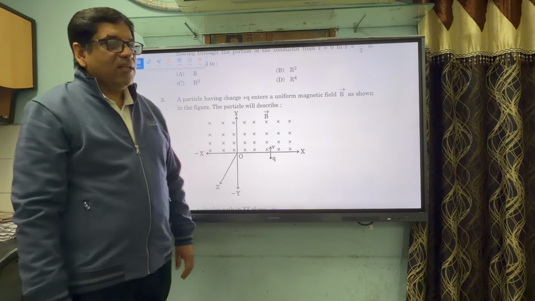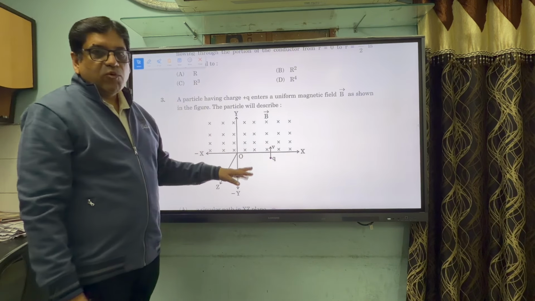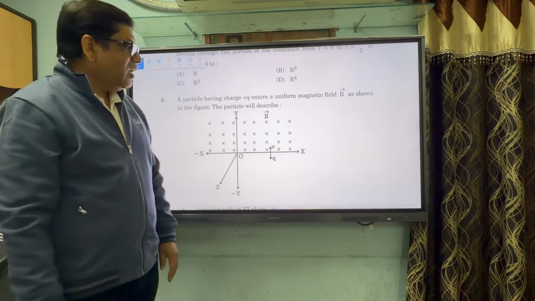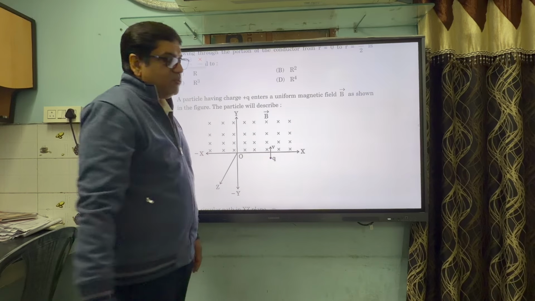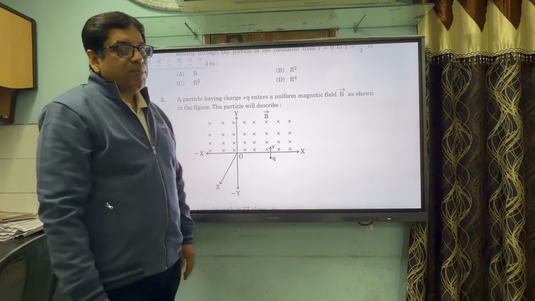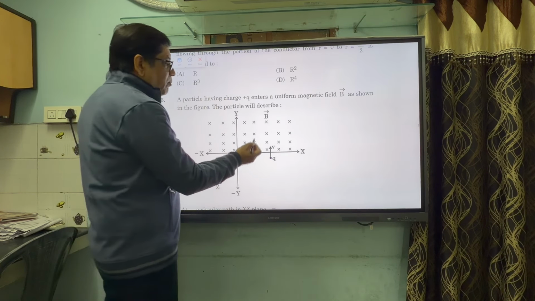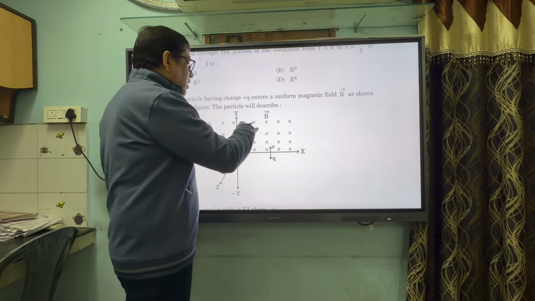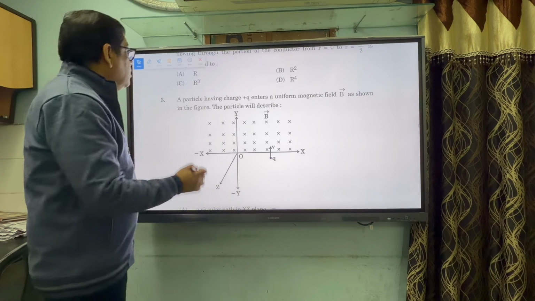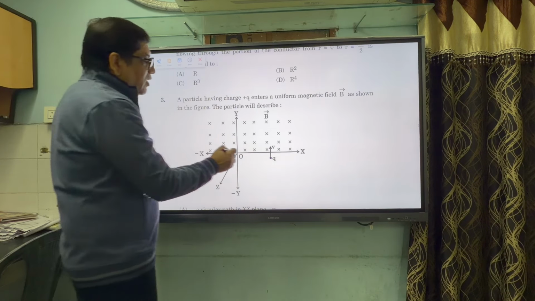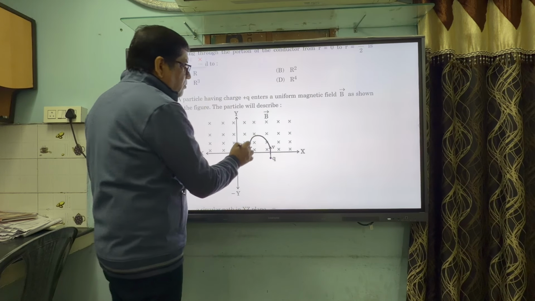There is a magnetic field like this, and charge is moving in xy plane, and magnetic field is along z-axis, and crosses represent magnetic field going inwards. So किस टाइप का path follow करेगा charge particle? Obviously, when a charge particle is moving perpendicular to magnetic field, it will follow a circular path. But because magnetic field is only on one side, so it will follow a path like this.